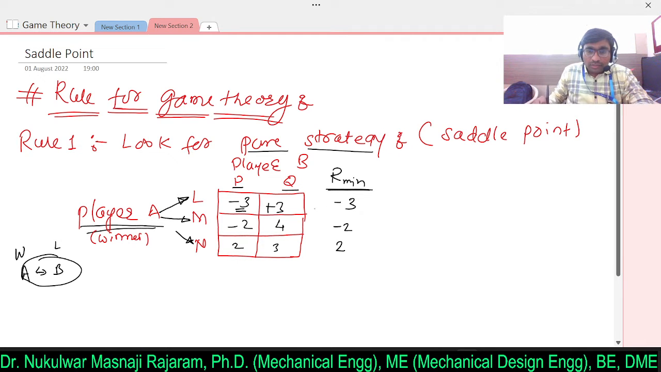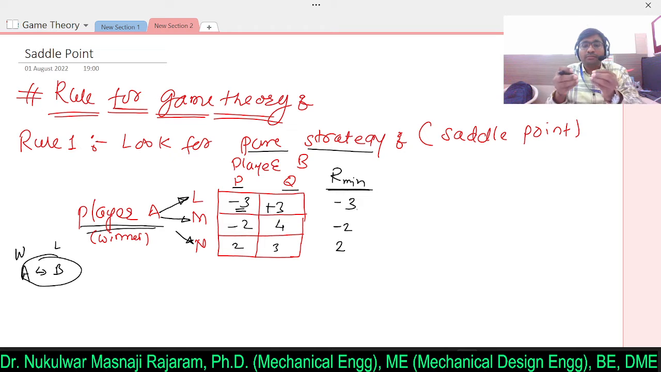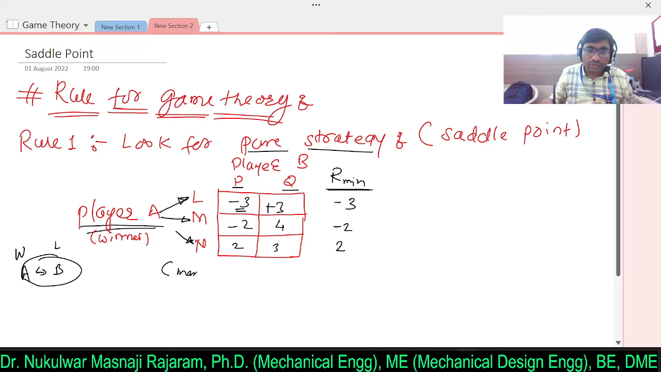Is that clear? So many people teach you to take the row minimum. Why minimum? Because A will get a minimum gain irrespective of the strategy of player B. Likewise, if you observe for B, we consider B as a loss.